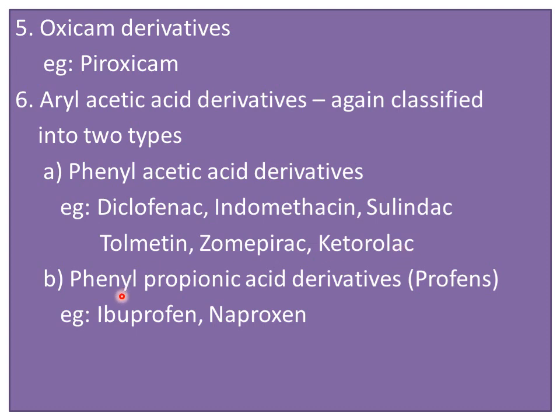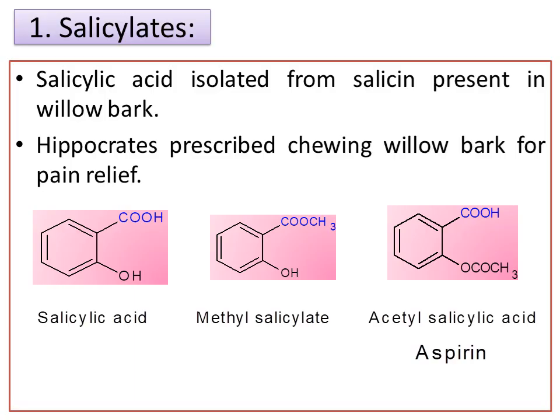The next one is phenyl propionic acid derivatives, simply known as profens; at the suffix we get profen. Examples are ibuprofen and naproxen. So all these come into the classification of non-steroidal anti-inflammatory drugs. Then let us go with the individual classes.